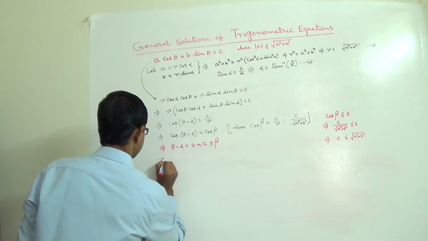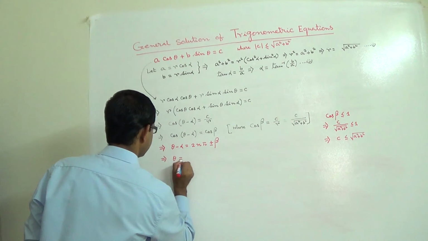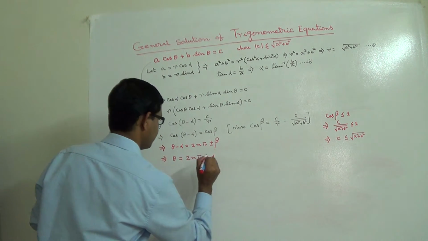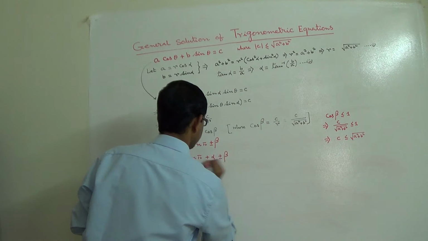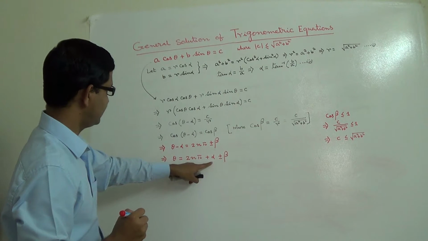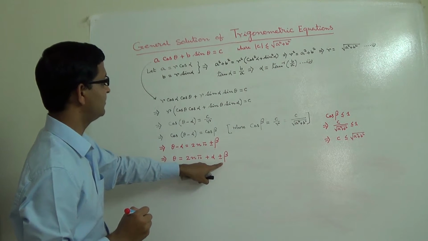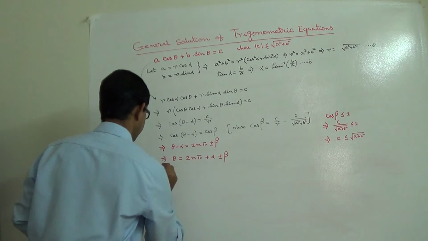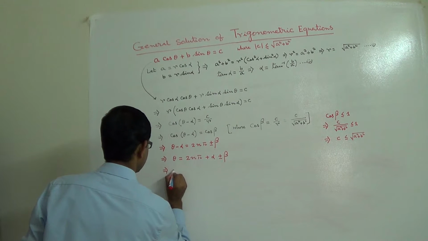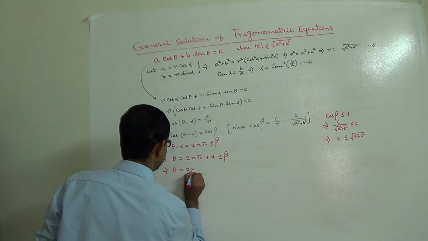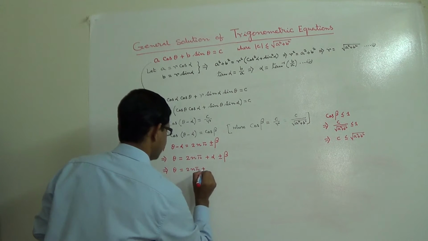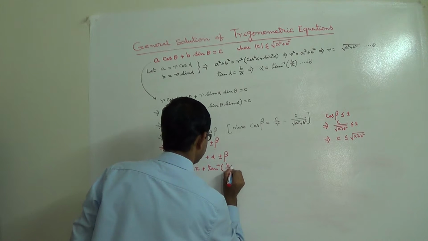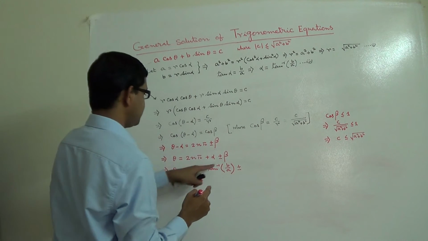So that implies theta equals 2nπ + α ± β. Now let us apply the values of alpha and beta that we have computed so far. Alpha is tan inverse b by a. So this implies theta equals 2nπ + tan inverse b by a, ± what is beta?